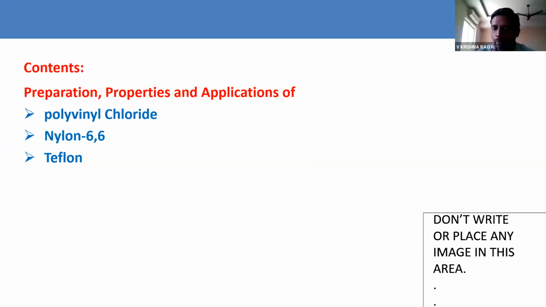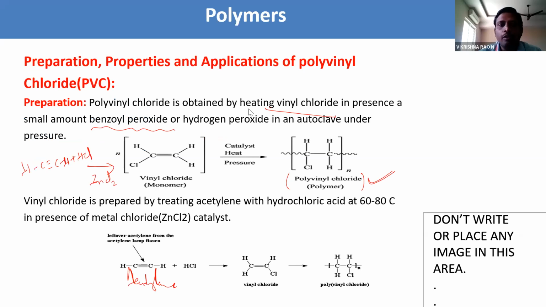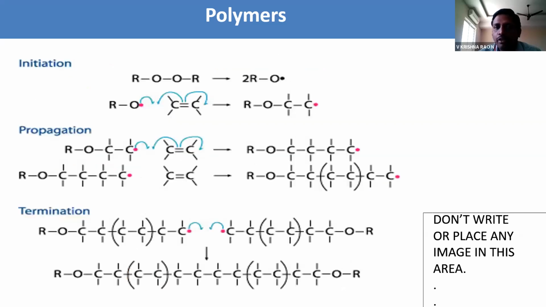Monomers involved in the preparation of polyvinyl chloride, PVC: vinyl chloride. PVC is prepared by heating vinyl chloride in the presence of peroxide or hydrogen peroxide under pressure, which gives the polymer, polyvinyl chloride. The monomer vinyl chloride is prepared by treating acetylene with hydrochloric acid, HCl, at 60 to 80 degrees in the presence of a metal chloride, zinc chloride, as a catalyst. Okay, these are the properties.